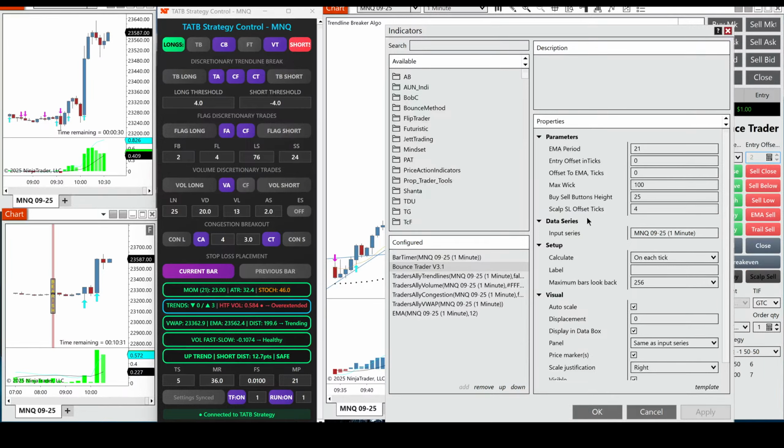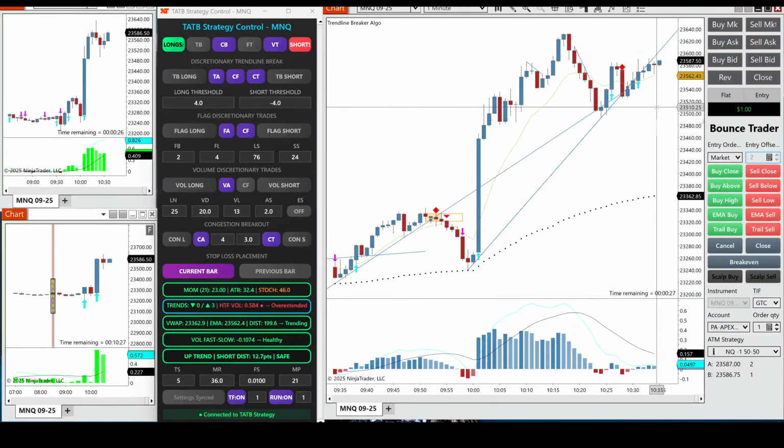Scalp stop loss offset 4 ticks. So that was 4 ticks above this bar, and it closed on the open of that bar. So you don't need to do any calculations or any adjustments.